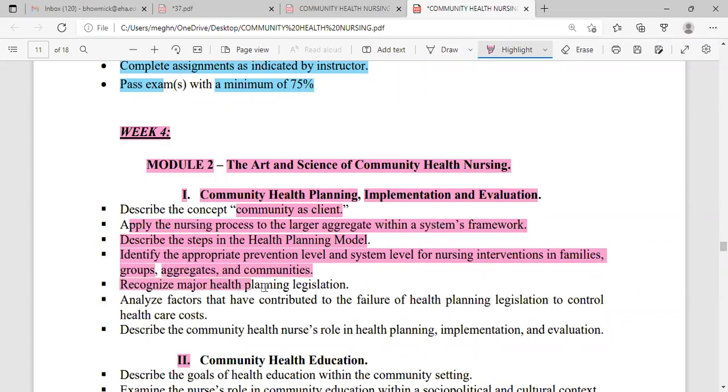Recognize the major health planning legislation. Analyze the factors that have contributed to the failure of health planning legislation to control healthcare costs, and describe the community health nursing role in health planning, implementation, and evaluation.